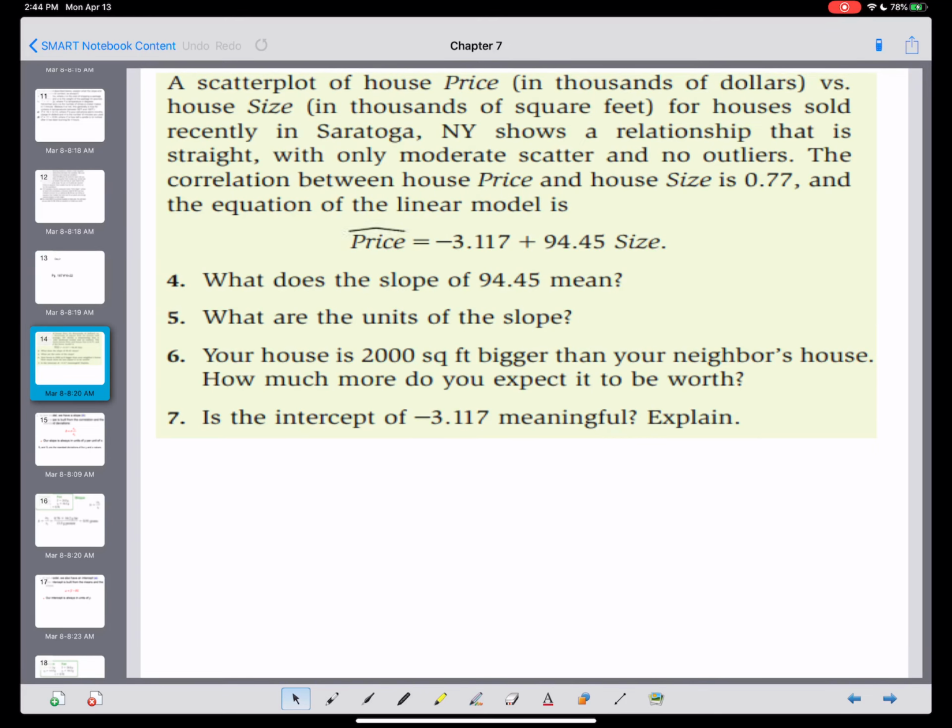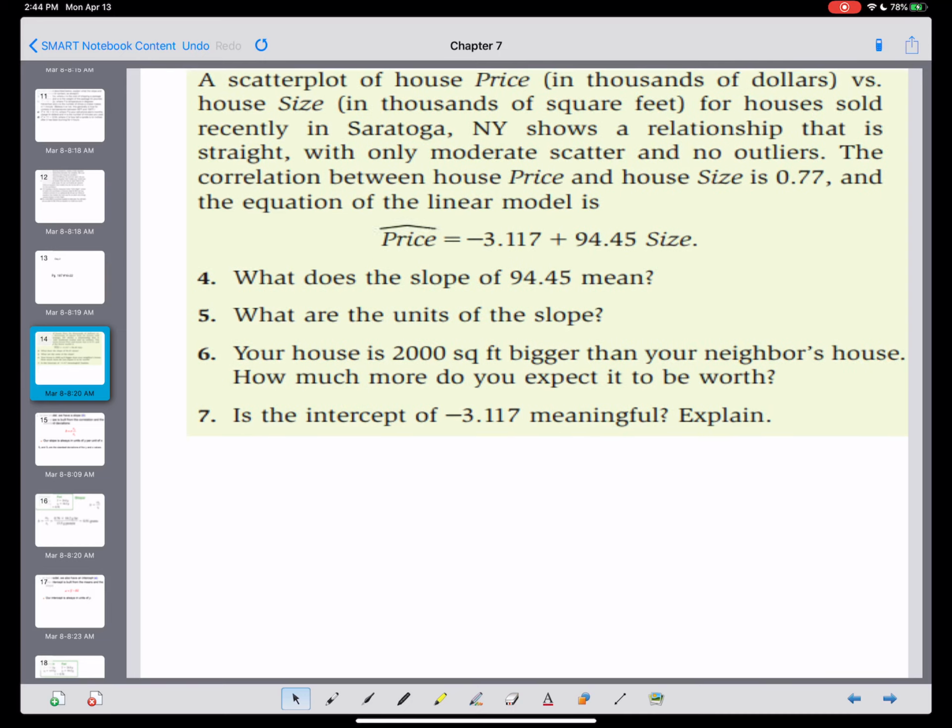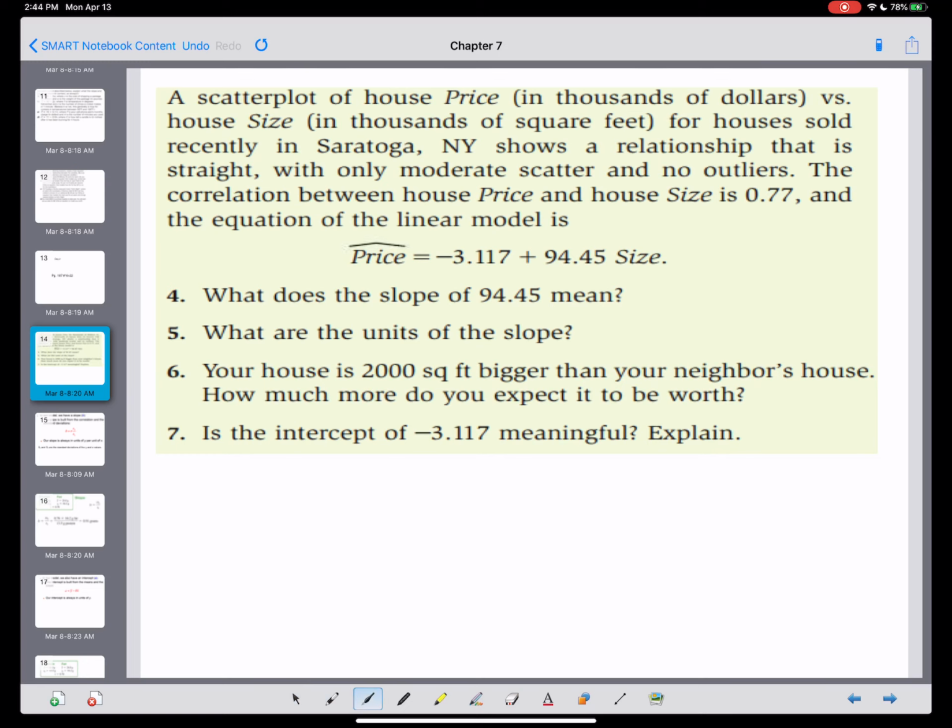All right, so we're just going to continue, just as a quick little review, with a scatter plot of house price. For houses, the price is in thousands of dollars, and the size is square feet for houses sold. Here's your equation. Remember, this right here is your prediction, the little hat. That's going to be your prediction.